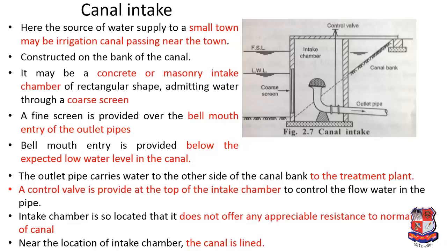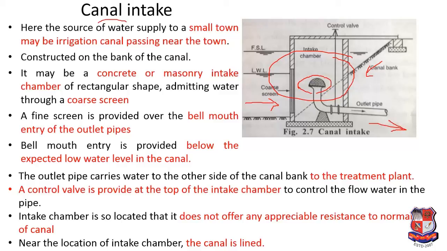Now, in certain small towns, if the source of water is a canal, then in the canal itself you can create a small concrete or masonry structure. This is your canal bank, in which a small masonry or concrete chamber, generally of rectangular shape, is provided to admit water. Here water enters through this pore screen, just to avoid large floating impurities, and additionally a bell mouth entry is provided in the porthole; then water comes inside and is transferred to this outlet pipe.